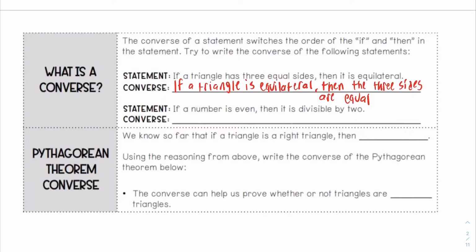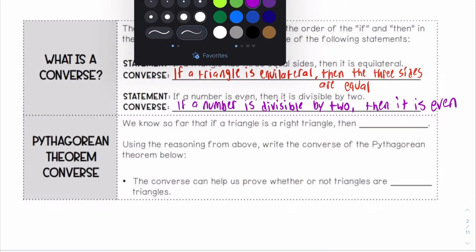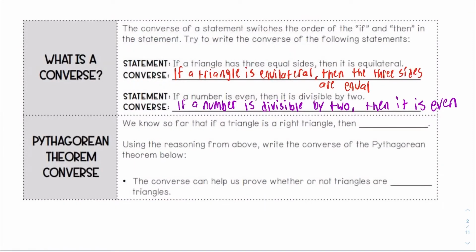If a number is even, then it is divisible by 2. If we switch that, that would say if a number is divisible by 2, then it is even. Well, is it true that if you can divide something by 2 and it fits in perfectly, that it's even? Yep, I can't think of a number that can be divided by 2 evenly, but isn't an even number.